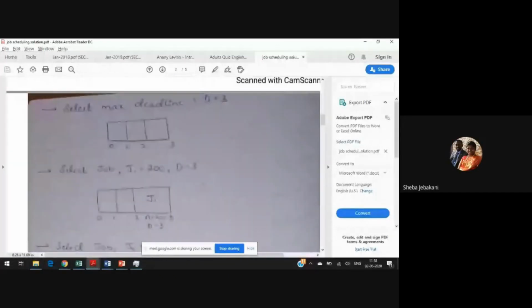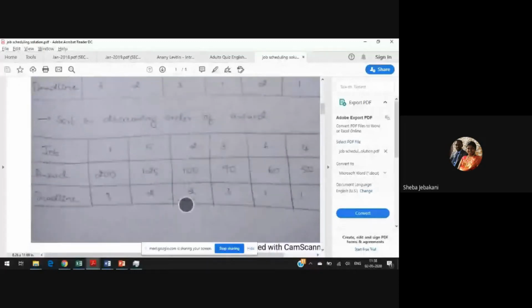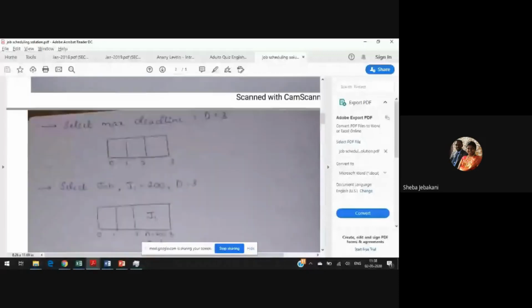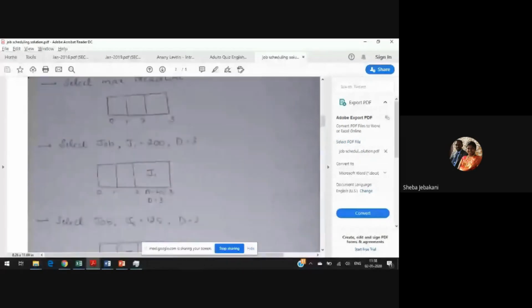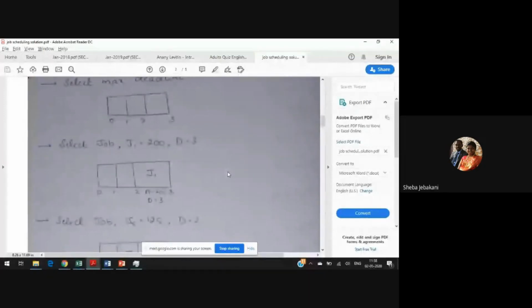Okay, see, first you have to write it in descending order, and after you write it in descending order, next you'll have to take the maximum deadline, have an array of those many boxes, and then you select the first job and try to place the job. You also need to write to the side over here what was the profit that you will be earning when you're selecting this particular job. That is missing over here, so you need to add that as well.